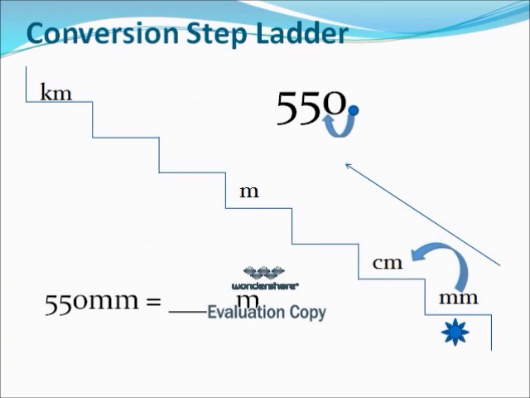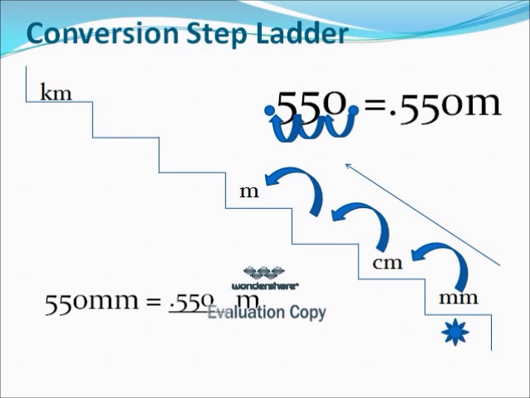So for every step we go up, the decimal point goes to the left. So when we go up one step, decimal point goes over one. We go up another step, decimal point goes over to the left again. One more step, decimal point goes over to the left. And now it lands right there in the beginning of the number. So 550 millimeters is equal to 0.550 meters.